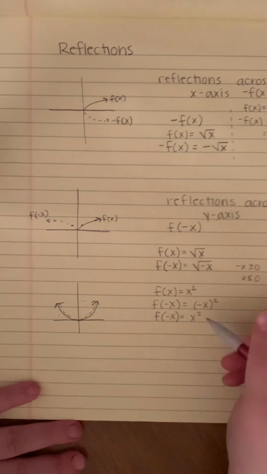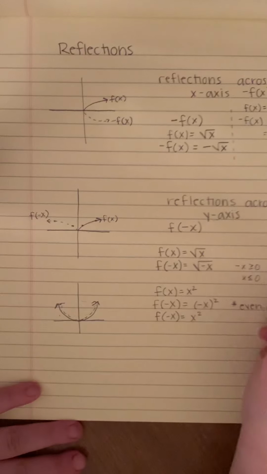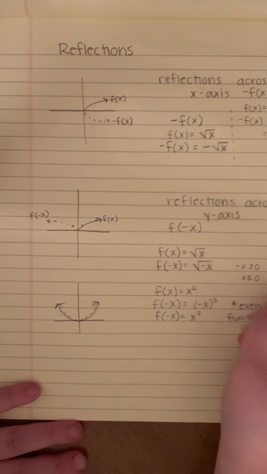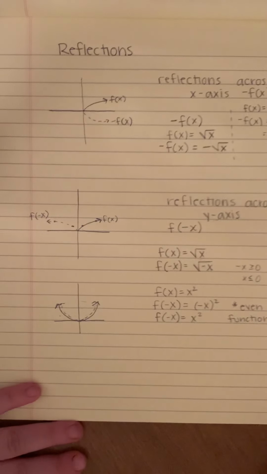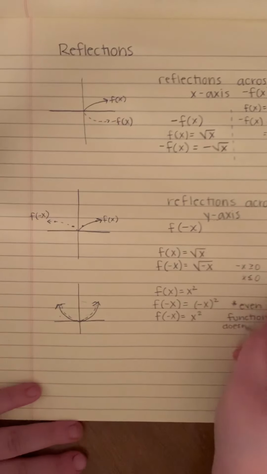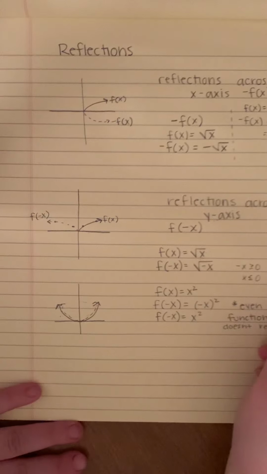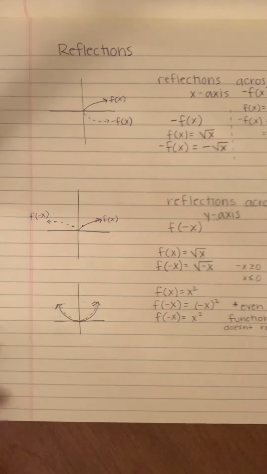Okay, so any of your even functions will always have this property where a reflection across the y-axis doesn't really do anything, because it's already symmetric. Okay, so that's reflections.